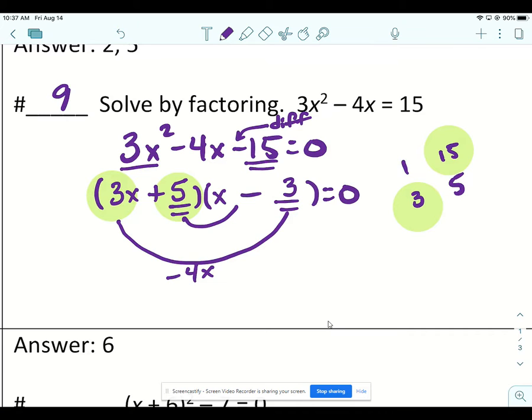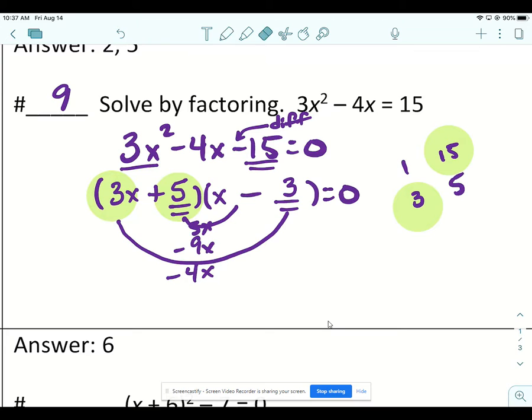So when I multiply the 3x times negative 3, I get negative 9x. And then when I multiply 5 times x, I get 5x. And then when I do 5x minus 9x, I have negative 4x. So that is definitely the correct way to factor.